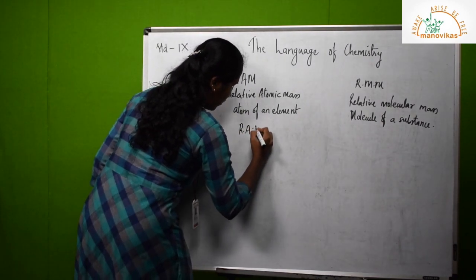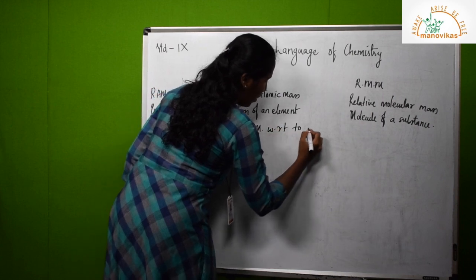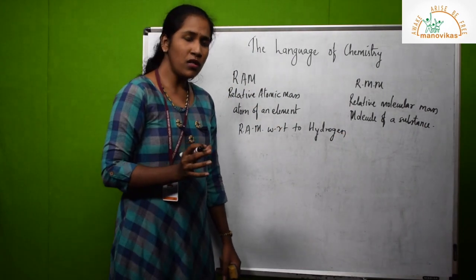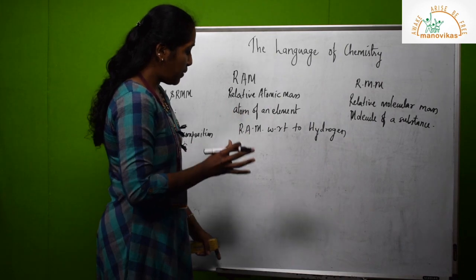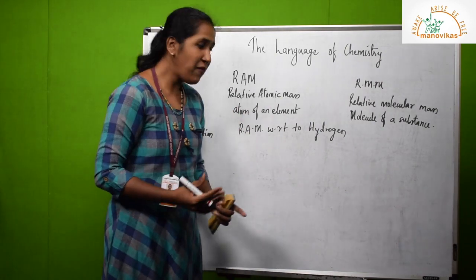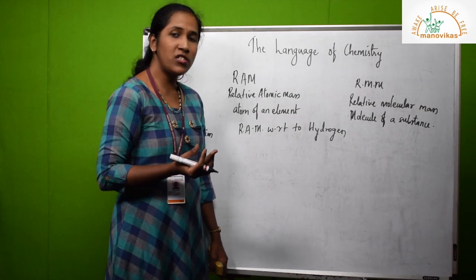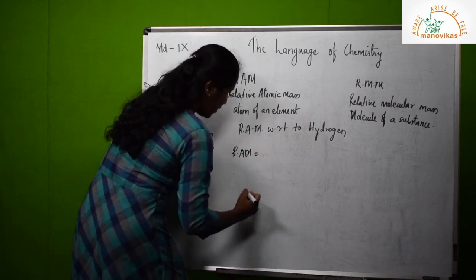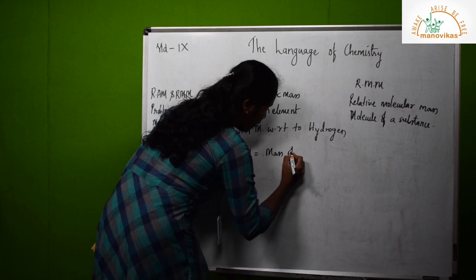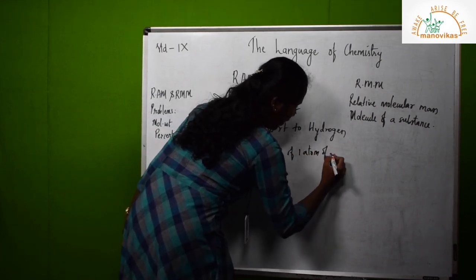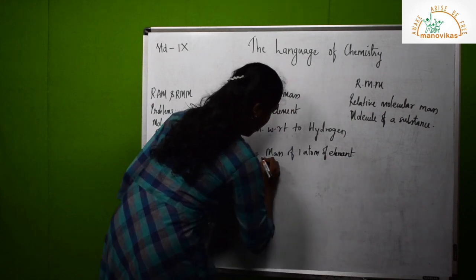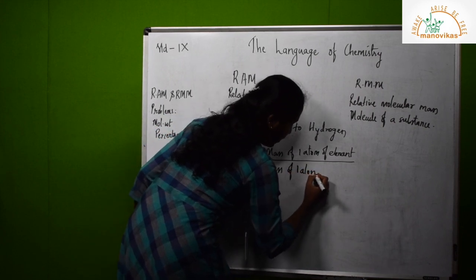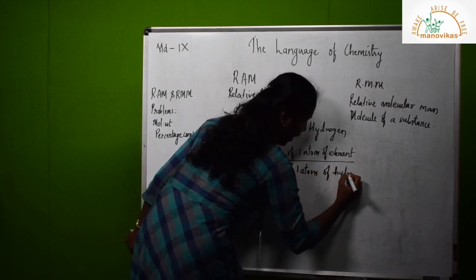Relative atomic mass with respect to hydrogen: it is a number that represents how many times one atom of an element is heavier than one atom of hydrogen whose weight is taken as unity. That is, RAM is the mass of one atom of the element divided by the mass of one atom of hydrogen as unity.